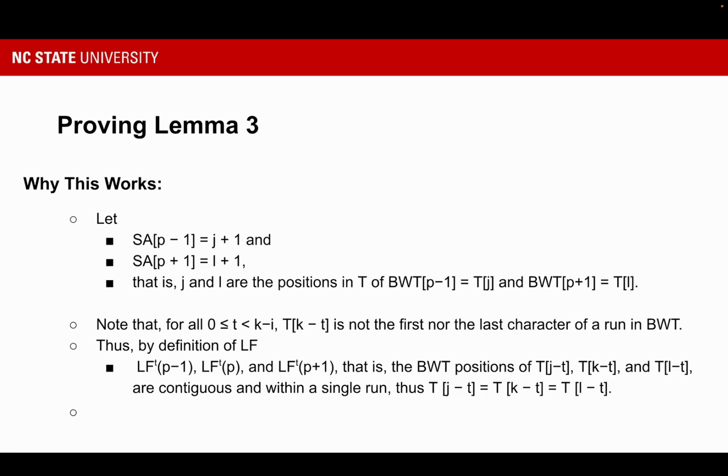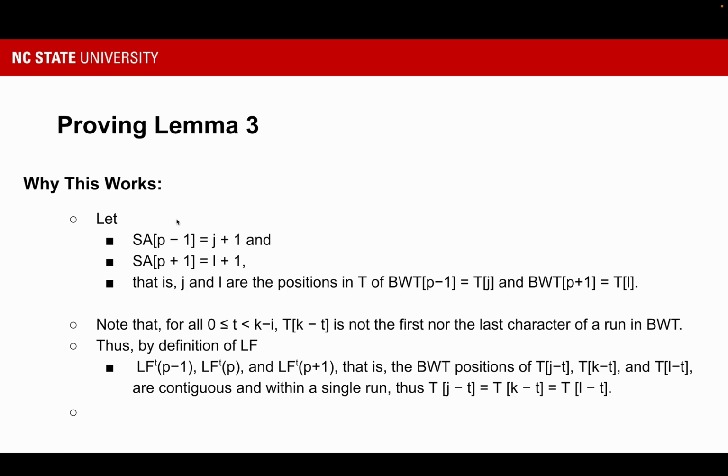So we want to know how and why this works. There have to be some assumptions here as well. So SA of p minus 1 is set to j plus 1, and SA of p plus 1 is set to l plus 1. So moving back, we had SA of p is equal to k plus 1. So keeping these three things in mind, we can move ahead with our proof.